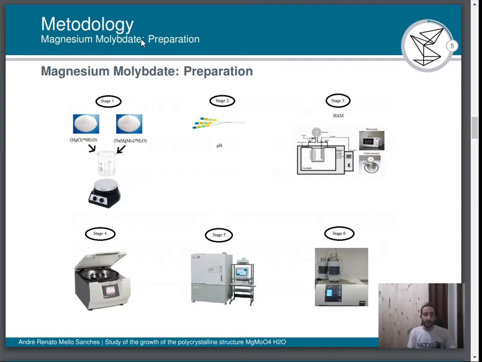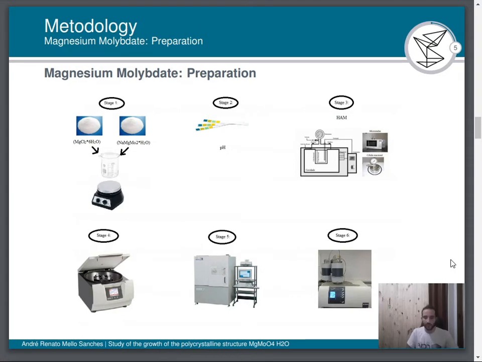Methodology, magnesium molybdate preparation, stage 1. To prepare the synthesis of the samples, the precursors sodium molybdate dihydrate and magnesium chloride hexahydrate were used, which underwent the homogenization process through a magnetic stirrer, with variations in water and ethylene glycol concentrations. For stage 2, soon after, the pH of the solution was controlled, trying to identify whether the compounds had pH 7. This is due to results obtained previously, in which the synthesis was successfully performed with this pH.